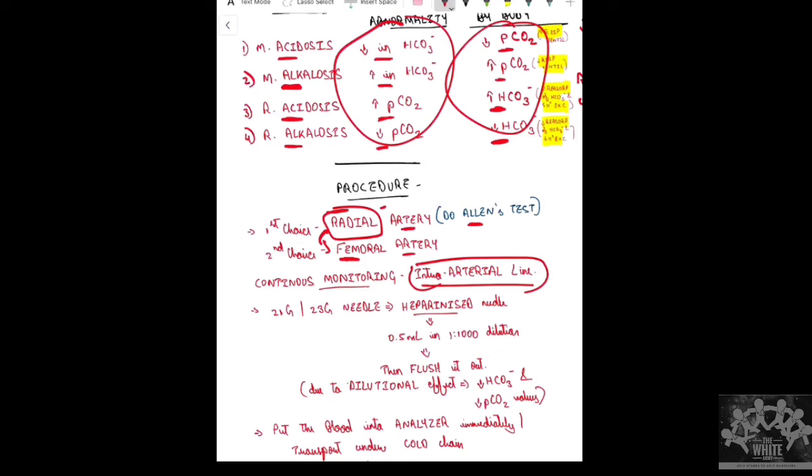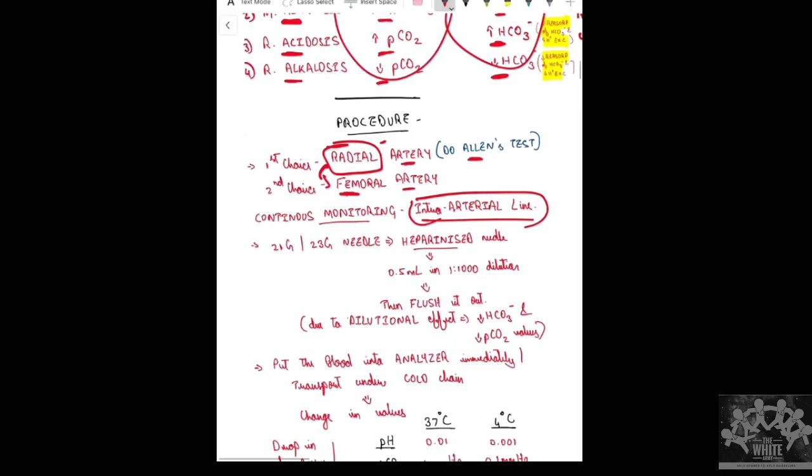Followed by drawing the blood. What is the needle we use? 21 gauge in case of adults, 23 gauge in case of pediatrics. We use something called a heparinized needle. Why? The blood shouldn't get clotted. So we use 0.5 ml of 1:1000 dilution of heparin. You draw the heparin, take it throughout the syringe, and then you flush it out.